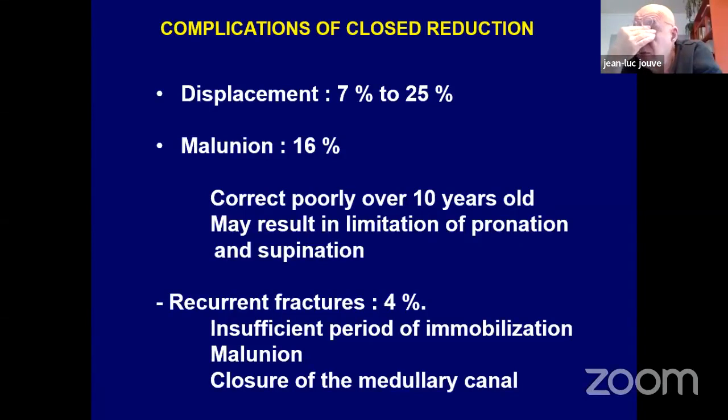The particularity of the forearm is that you can have a recurrent fracture due, in most cases, to an insufficient period of immobilization. Remember that forearm fracture is long to consolidate, and your cast must be kept 2 months. And if you don't want to have a long cast period, you have to do surgery.